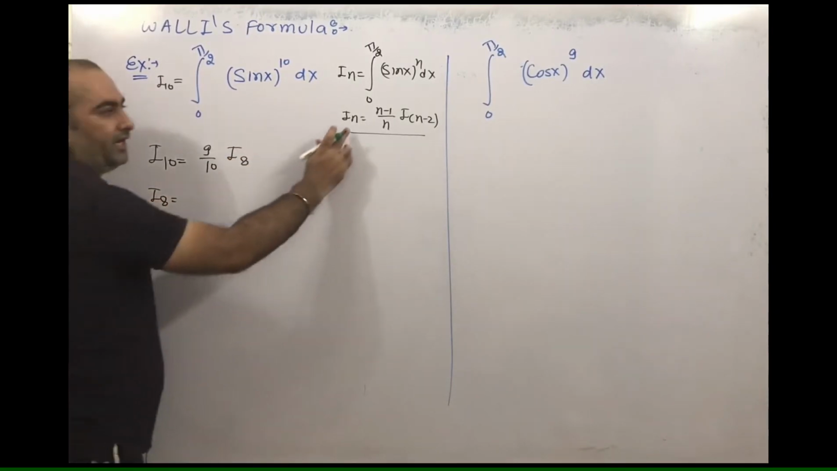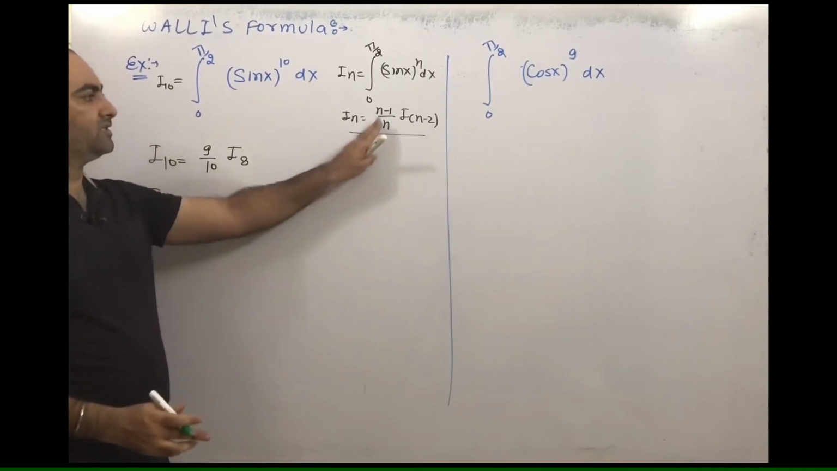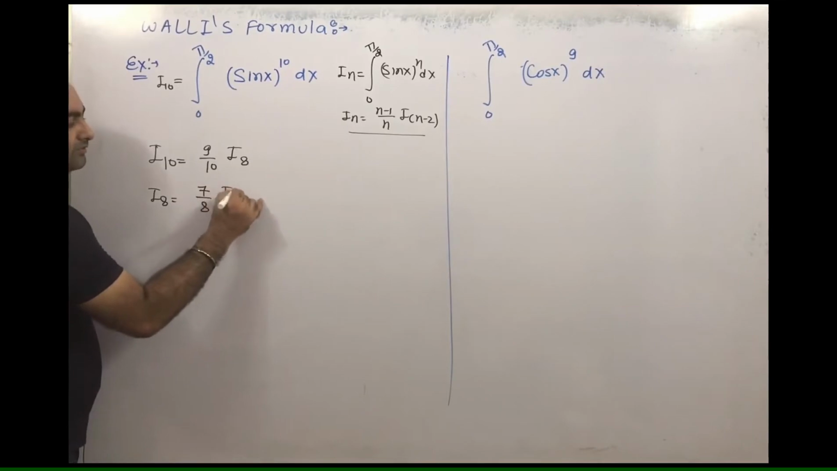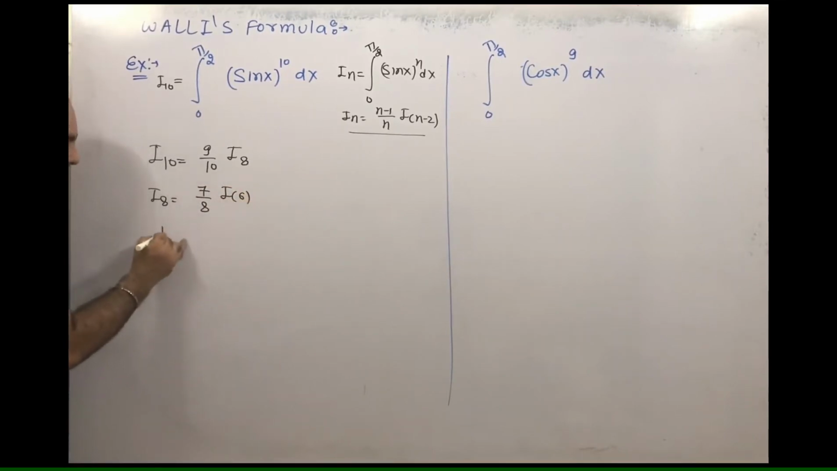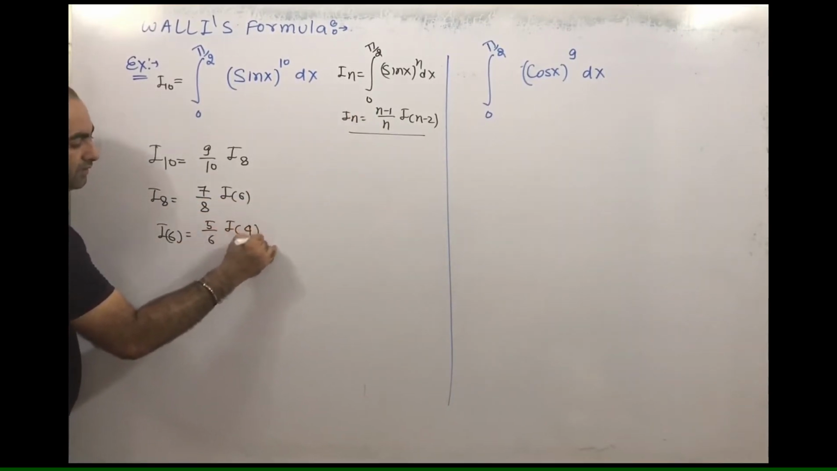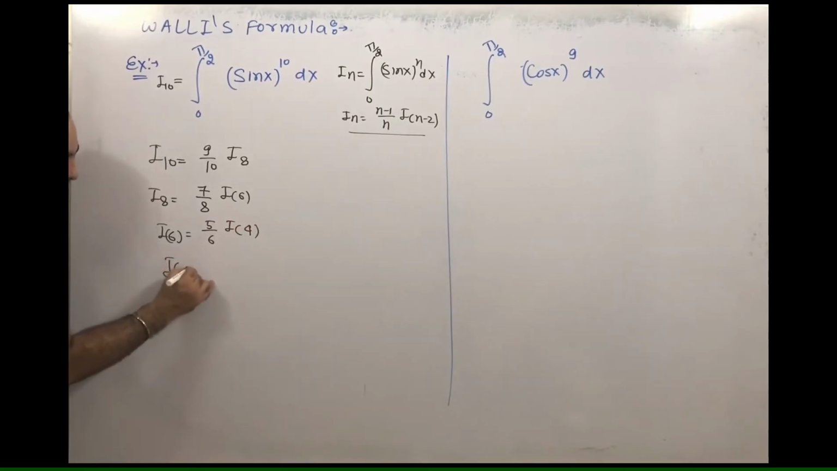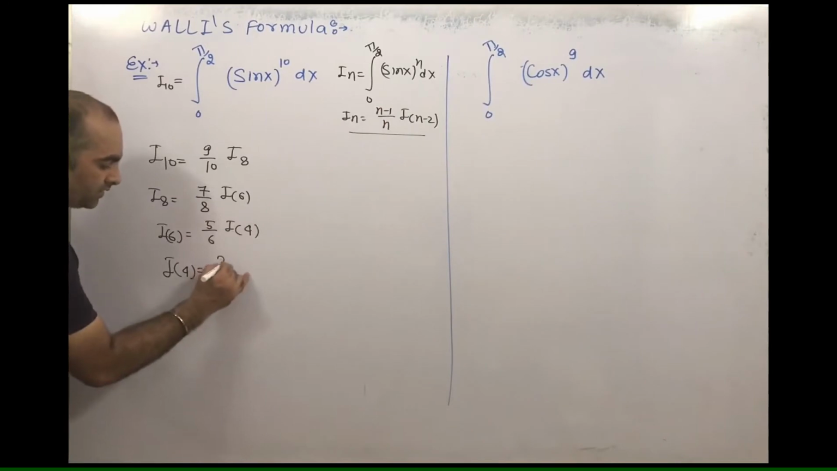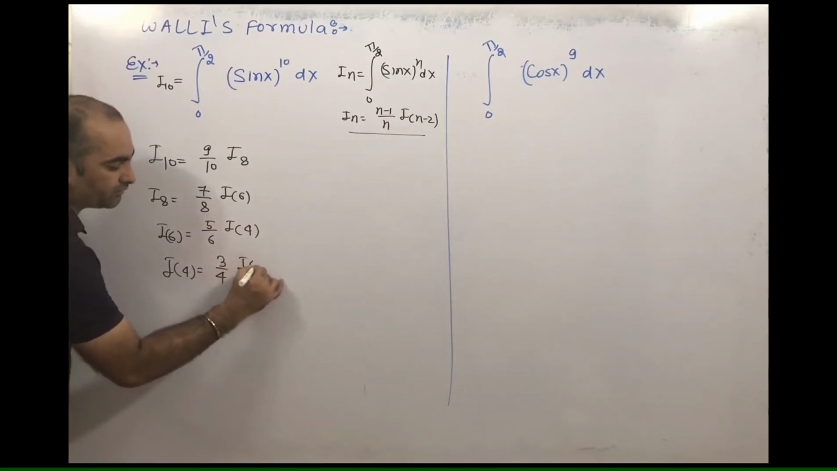Then what is I8? If I put 8 here, 8 minus 1 is 7, divided by 8, then I of 6 will come. What is I of 6? Putting 6 here, 5 divided by 6, and I of 4 will come. And what is I of 4? 4 minus 1 is 3, divided by 4, and I of 2 will come.